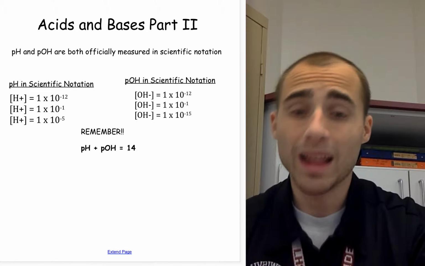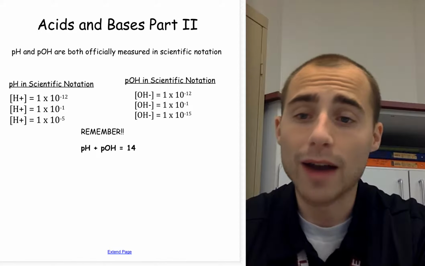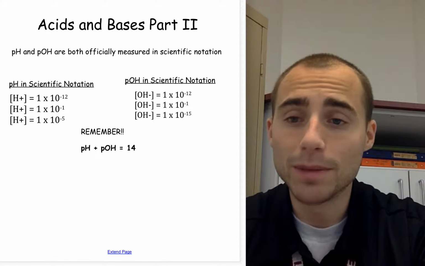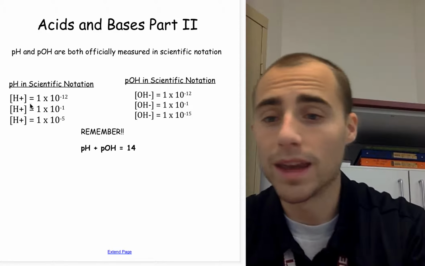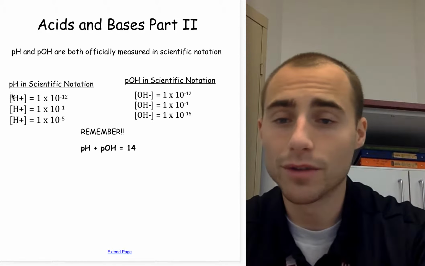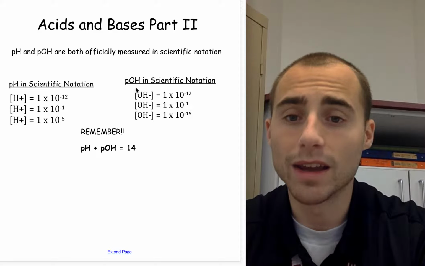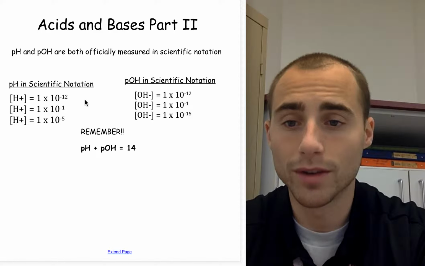Now, last part of our acids and bases part 2 is how pH and pOH are actually measured. Scientifically speaking, they're actually measured in scientific notation. So pH is measured in H plus concentration, as mentioned back in the first slide, and pOH is measured in hydroxide concentration, or OH minus concentration.